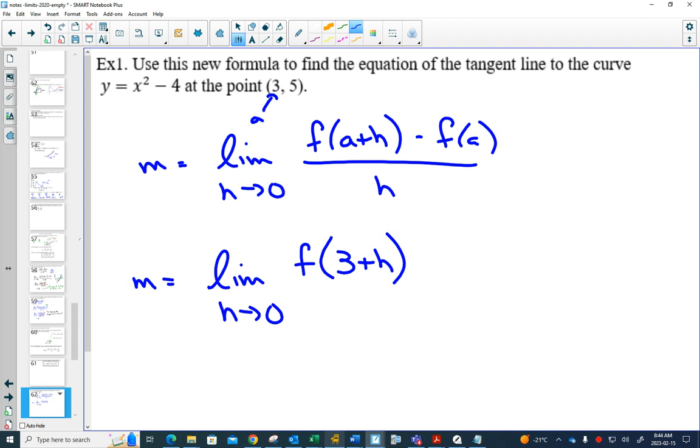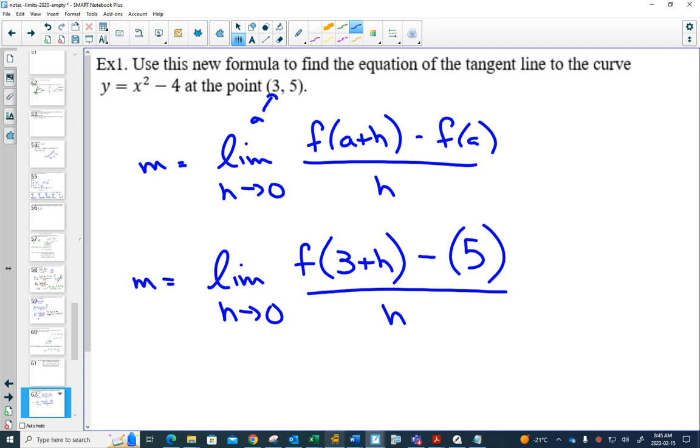f of 3 plus h, we're going to have to figure that out. But minus f of 3, you already know is 5, because we have the point. You could plug it back in. We could write f of 3, actually plug it into the formula, 3 squared minus 4, and calculate it to be 5. But they've already given us the point (3, 5). So this part is easy. All divided by h.